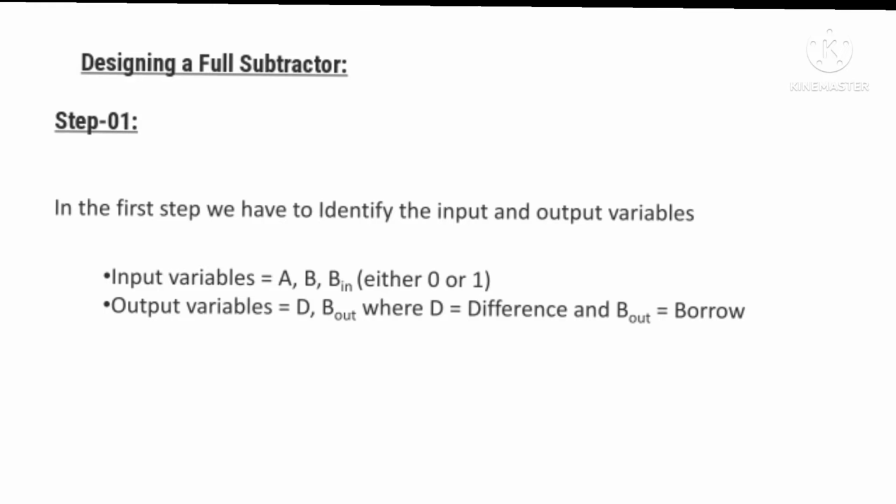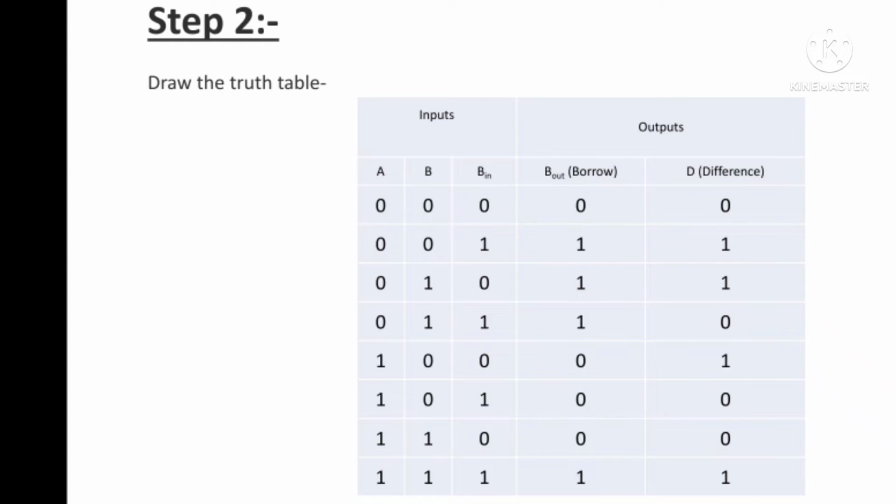Now we'll see step number 2, which is to draw a truth table. Here the inputs are 3, so we take A, B, B in, and the outputs are 2, B out and difference. First 0, 0, 0, the borrow is 0 and the difference is also 0. 0, 0, 1, the borrow is 1 and the difference is also 1. 0, 1, 0, the borrow is 1 and the difference is 1. 0, 1, 1, the borrow is 1 and the difference is 0.